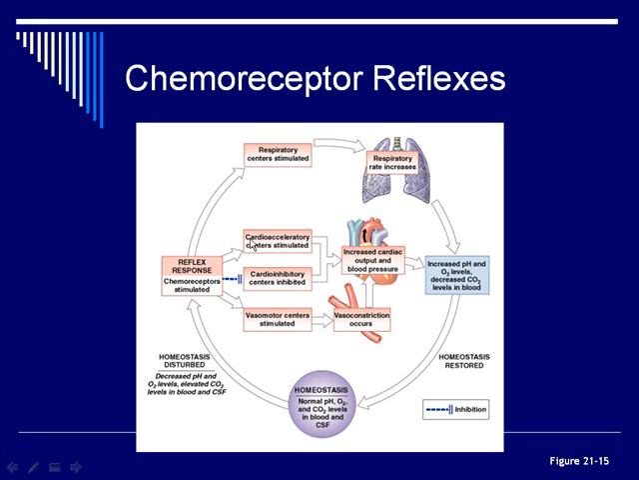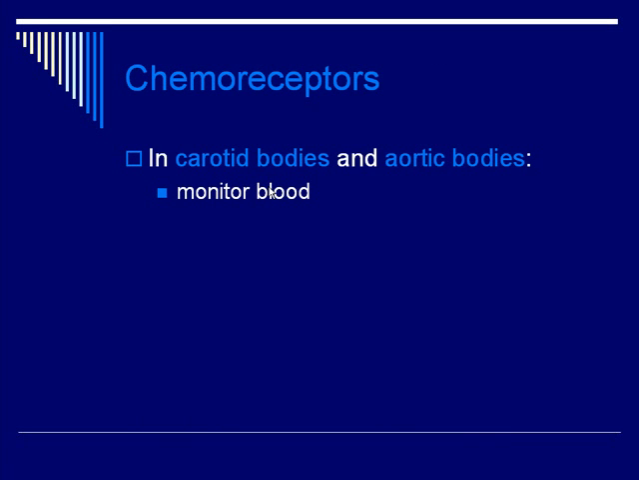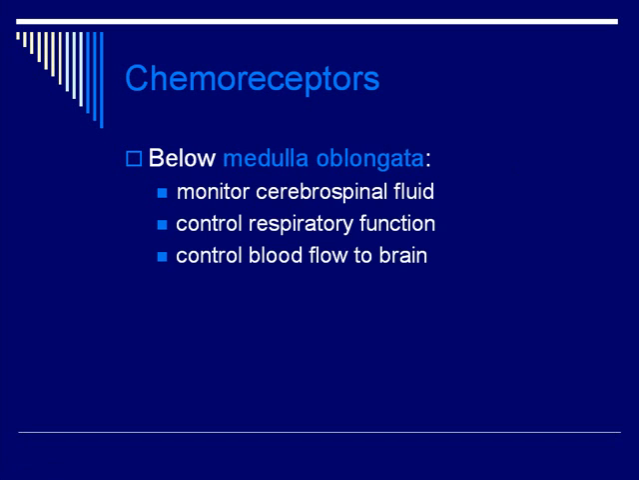So again, baroreceptors, chemoreceptors, very important. Where are the chemoreceptors located at? You got to know this. Carotid bodies and the aortic bodies. They help to monitor the blood, the chemical makeup of the blood.